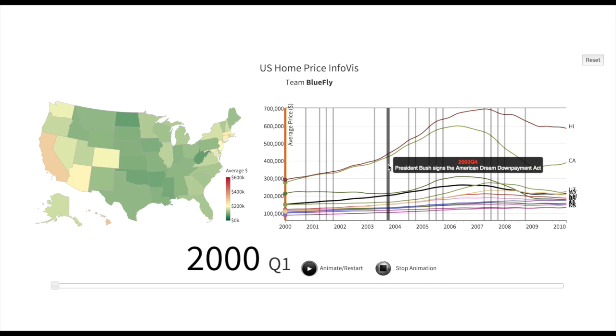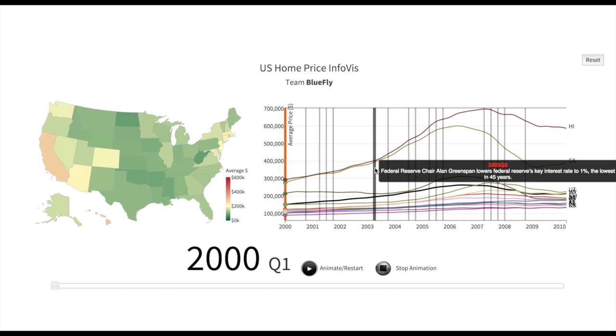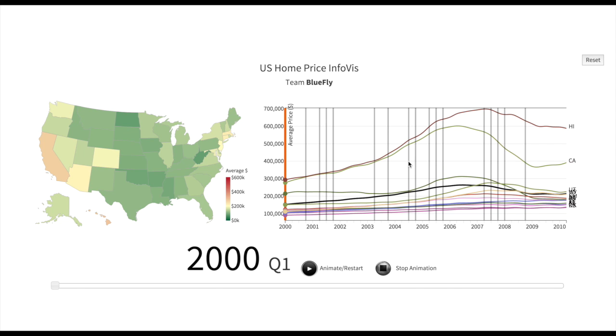President Bush signs the American Dream Down Payment Act. This is a big one, and as well, this one is also a big one. Interest rates at 1%, the lowest in 45 years. So, of course, there are some events that matter and some events that don't. These ones really do and contributed to the rise.